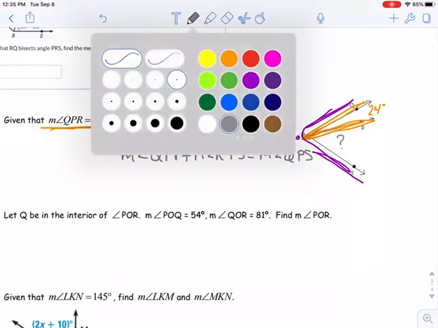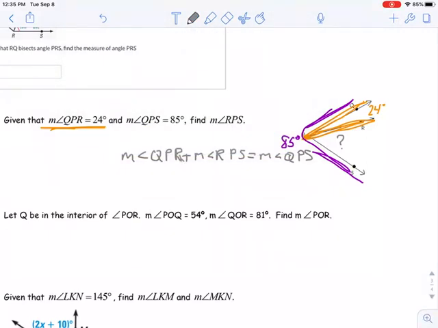All right, little typo on this, that's an R. That was a weird looking R. I'll make my handwriting a little bit better. That's 24 degrees. We don't know the measure of angle RPS. We know QPS is 85 degrees.